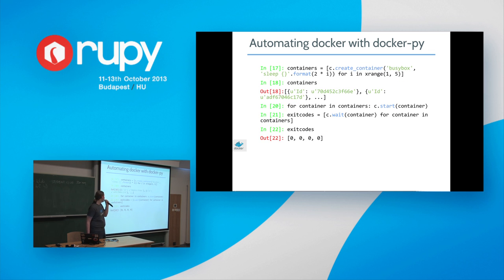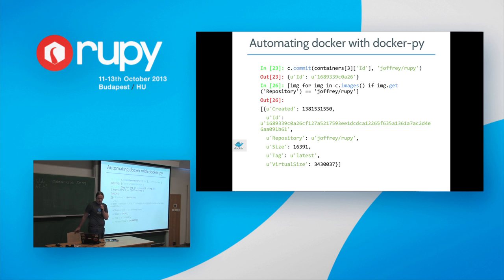So let's do it for multiple containers this time. We created a list with containers that sleep for a certain time. As you can see, we get a list of IDs. We start them all, and then we get the exit codes. And well, it works the same.